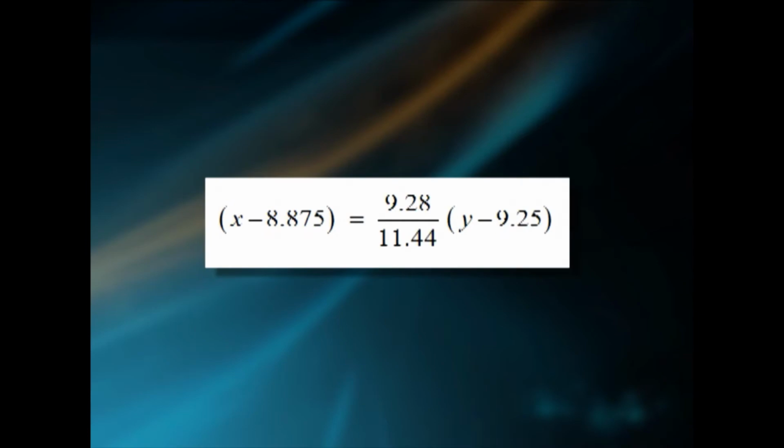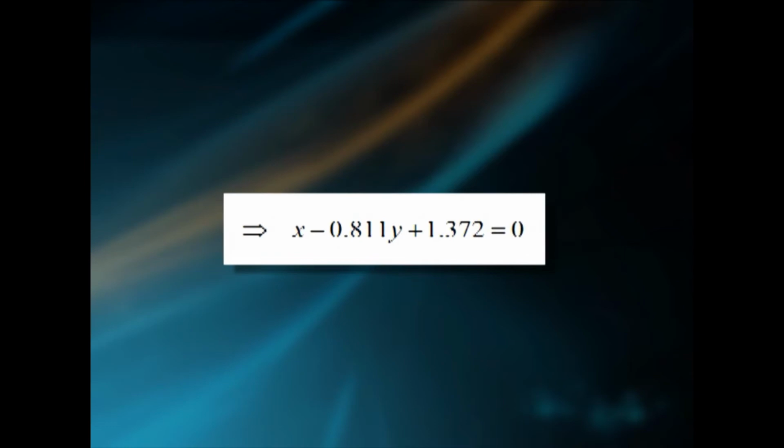The regression line x on y, x minus x bar equal to pxy by sigma square y into y minus y bar. This implies x minus 8.875 equal to 9.28 divided by 11.44 into y minus 9.25. This implies x minus 0.811 y plus 1.372 equal to 0.